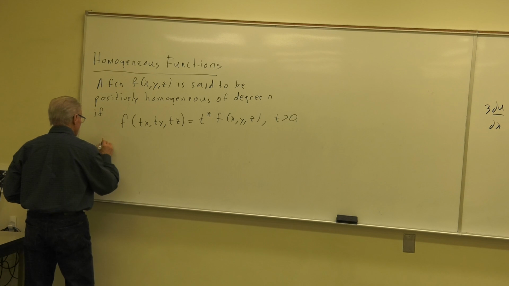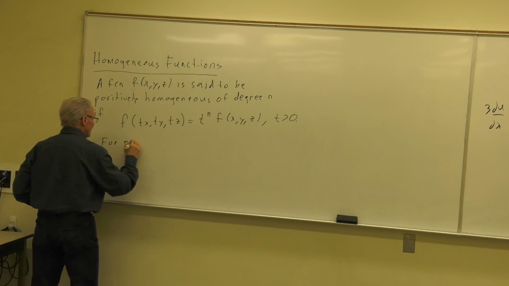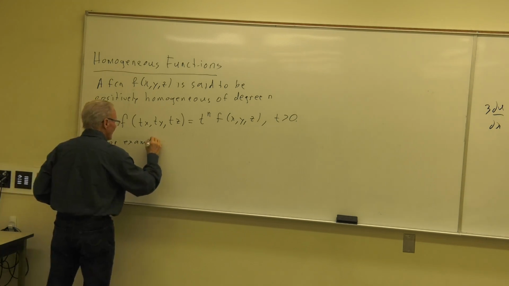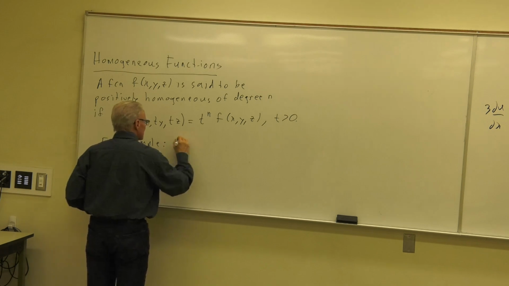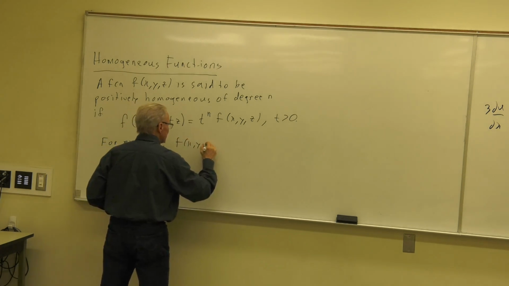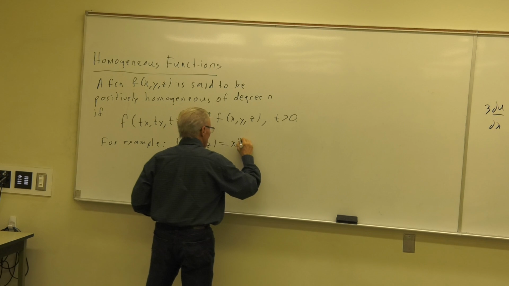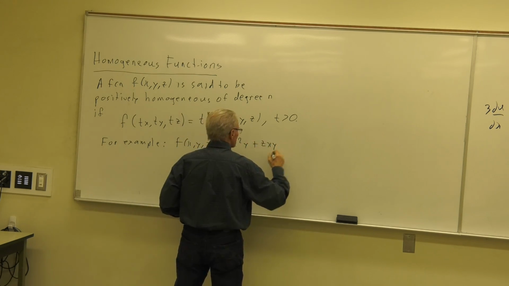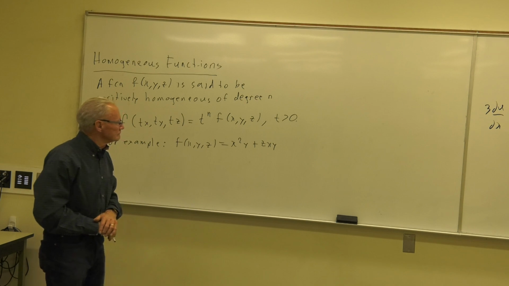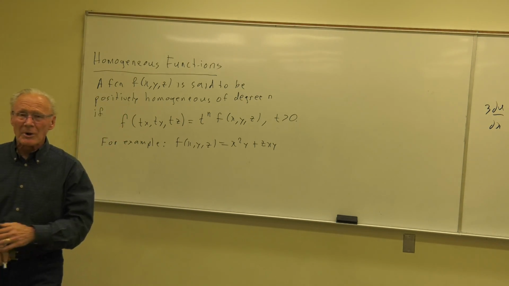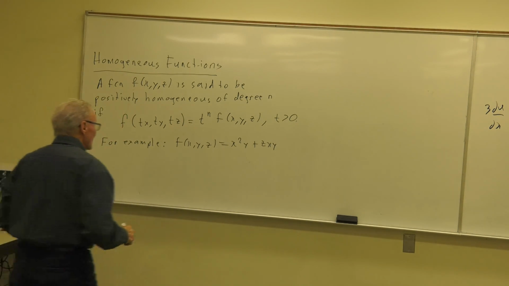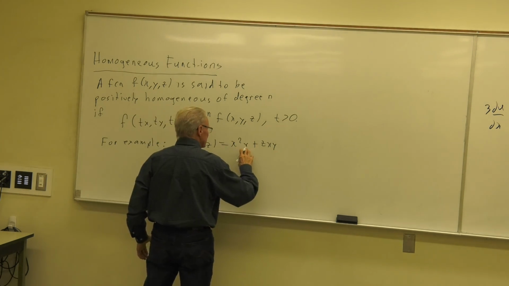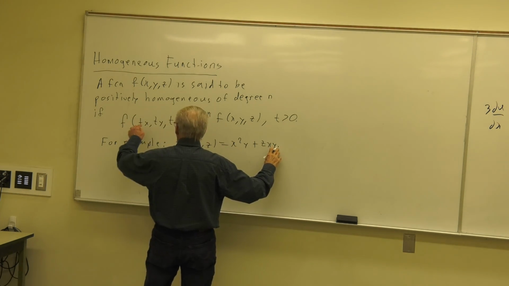For example, suppose f of x and y and z is equal to x squared y plus zx y is this, right? I claim that is positively homogeneous. To test, I would take each of the x's, each of the y's, and each of the z's, and replace them by that.